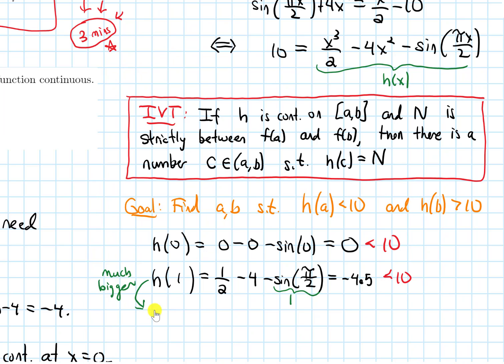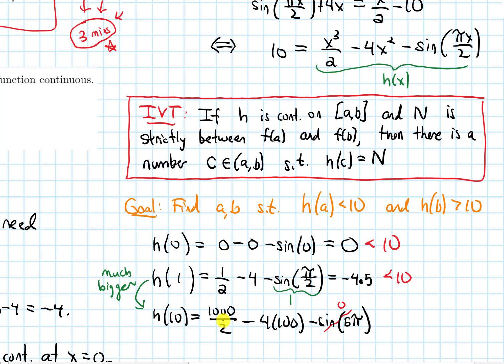If I plug in a number like 10 into our function, 10 is going to be nice because it's easy to work out powers of it. I'll get 10 cubed, which is 1,000 over 2, and then minus 4 times 100, minus sine of 10 pi over 2, which is 5 pi. And sine of 5 pi is going to be 0. Then we have 500 minus 400, which is 100, and that is definitely greater than 10. So at this point, we've achieved our goal.